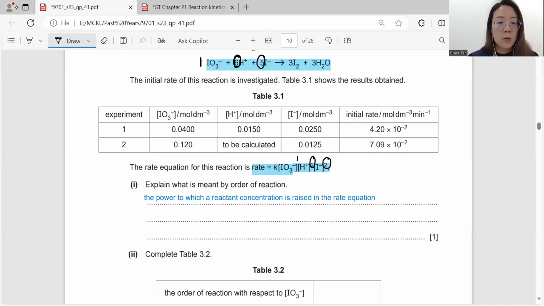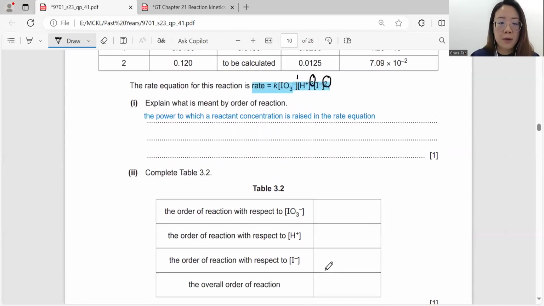Now, we are asked to complete table 3.2. Number 1, what is the order of reaction with respect to IO3 minus? You just look at the power that's being raised by your iodate. Since over here it is power to 1, therefore this is first order. Power to 1 is also known as first order. You can answer first order or you can write 1.